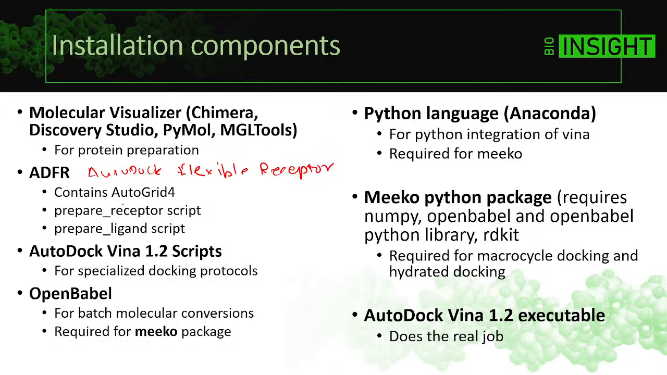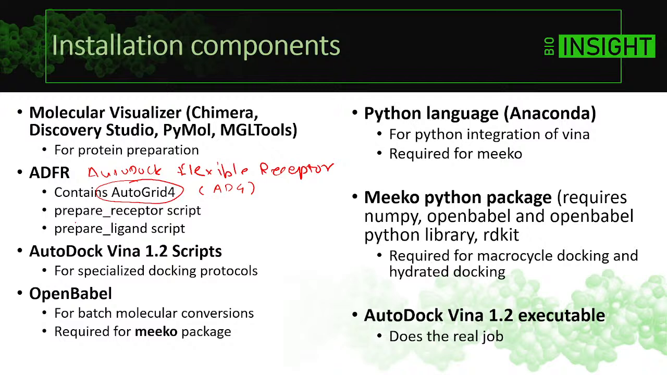For AutoDock Vina, which of these will be useful? Well, it contains AutoGrid 4. So in case you want to include the affinity maps of AutoDock or the AutoDock scoring function, you will need this AutoGrid option. So this is only when you want to use the AD4 scoring function. This will not be required if you are just going to go with the normal standard Vina function.